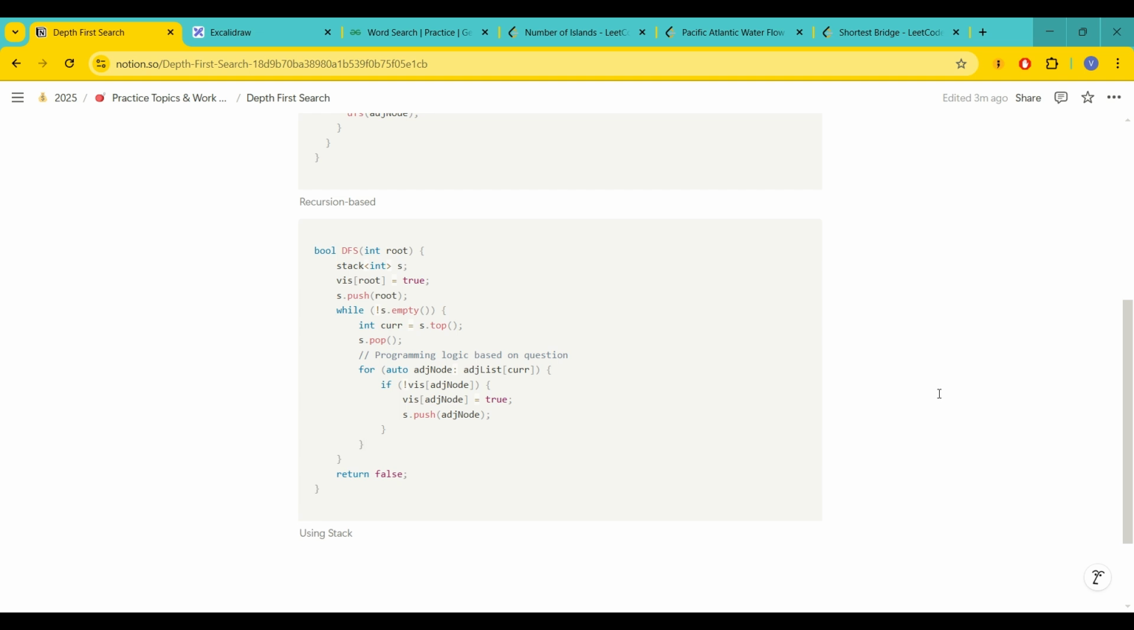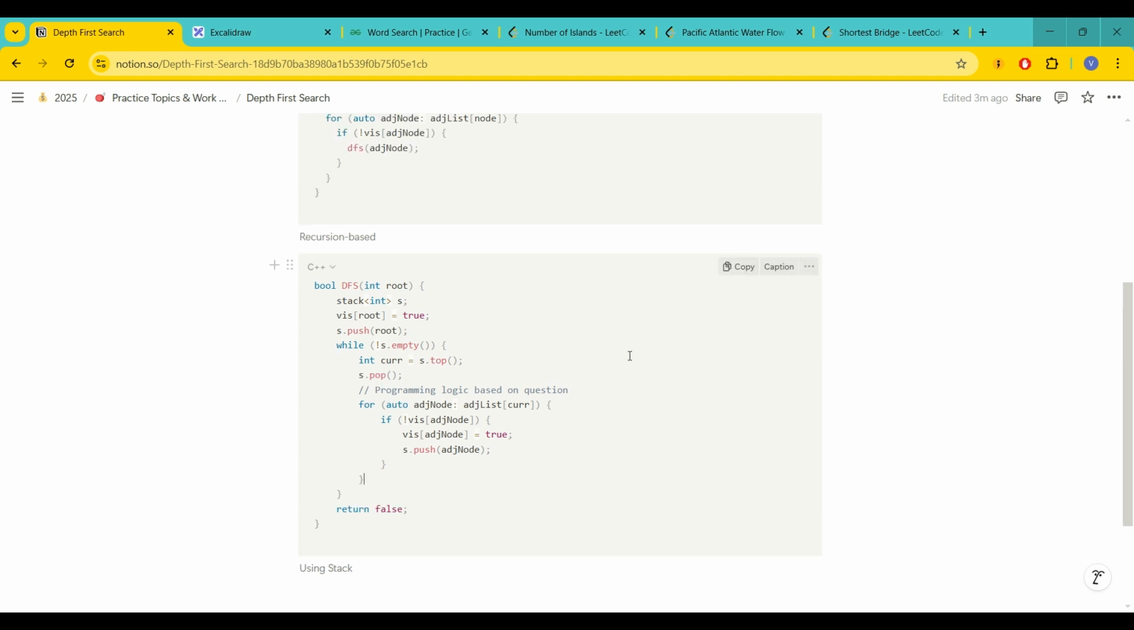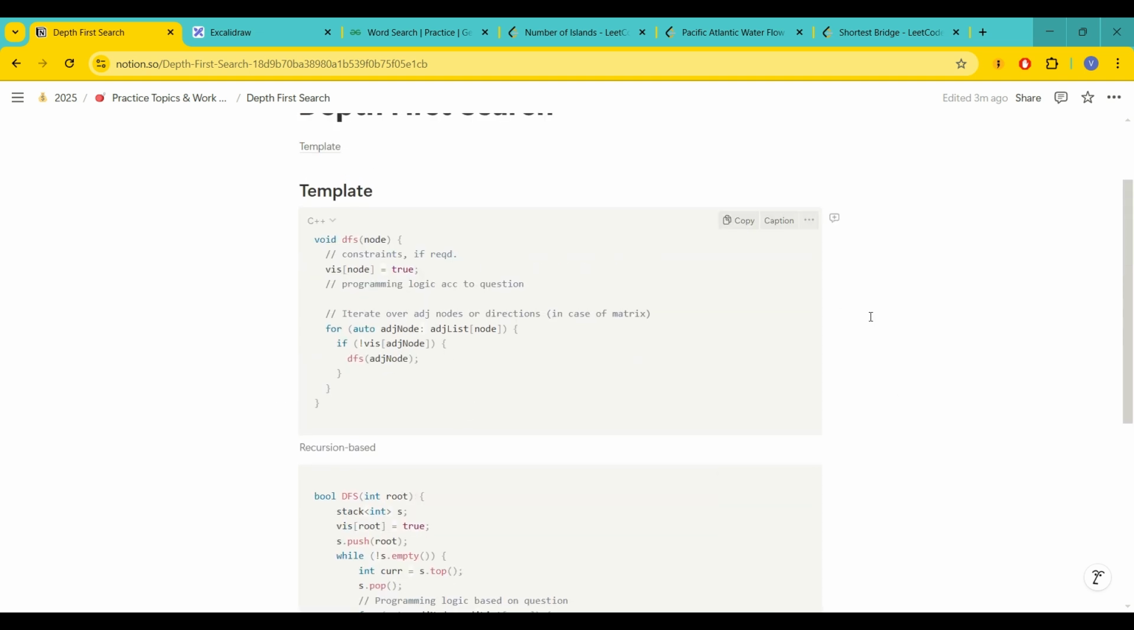If you want to take a screenshot of this template, you can, and just copy paste this and try to solve at least 6 to 7 questions of DFS today, so that you get acquainted with this framework particularly.